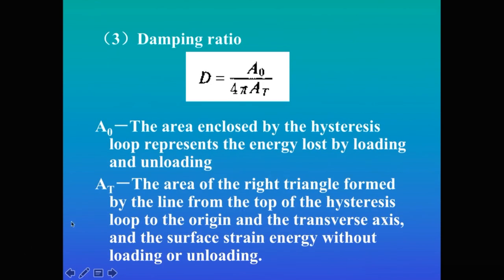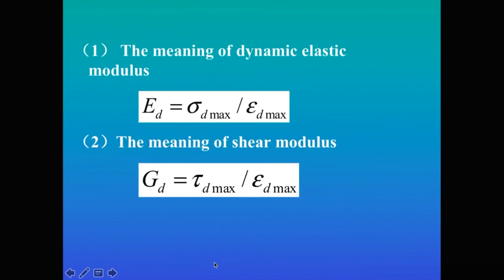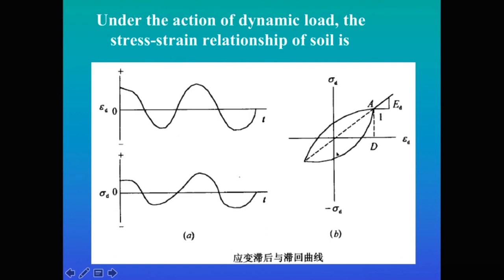And what is AT? AT is the area of the triangle formed by the line from the top of the hysteresis loop to the horizontal axis, the strain energy without loading or unloading. Here, let's see, AT is the area of the triangle from the original point O to point A to point D, the area of this triangle.